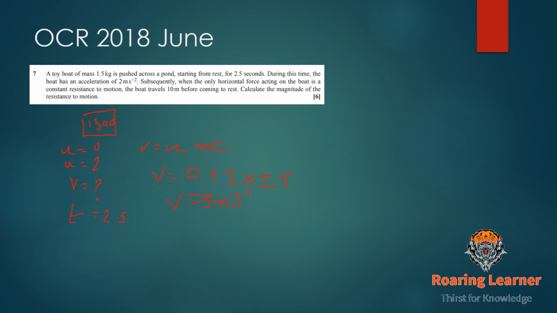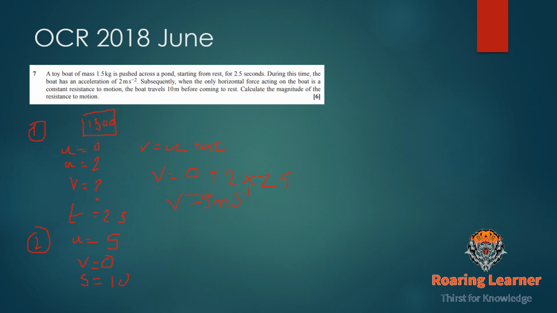Now let's look at the second part. This is our first part. Now let's try to figure out the second part. Subsequently, when the only horizontal force acting is the resistance to motion, the boat travels 10 meters before coming to rest. Again, we can find our variables. We know that the initial velocity at the start of this journey is 5 meters per second. We know that the final velocity is 0. So we've got v, we've got u, and s is equal to 10.